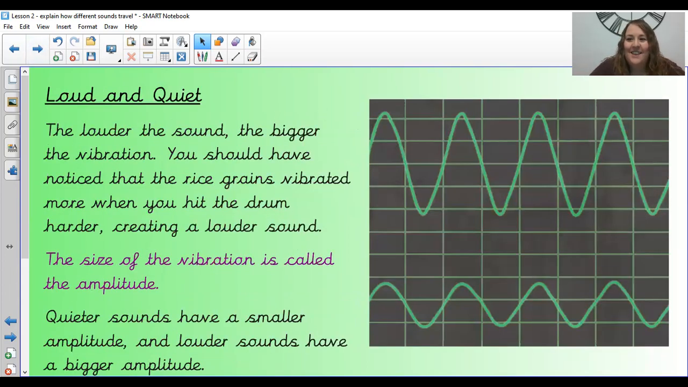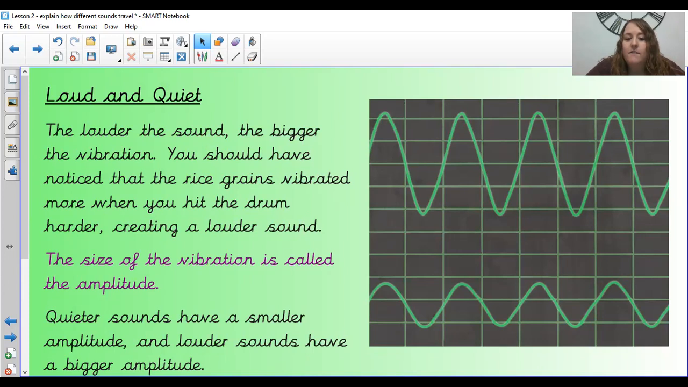Okay. This is then the science behind it, and this is what we would have seen had we been in school. So the louder the sound, the bigger the vibration. If I clap my hands really loudly together, there is a bigger vibration. And you would have, and it says should on there because we would have done it, but you would have noticed that the rice grains vibrated more. They'd have bounced up and down more if I'd have hit it loudly. It therefore created a louder sound, so it created more vibrations.